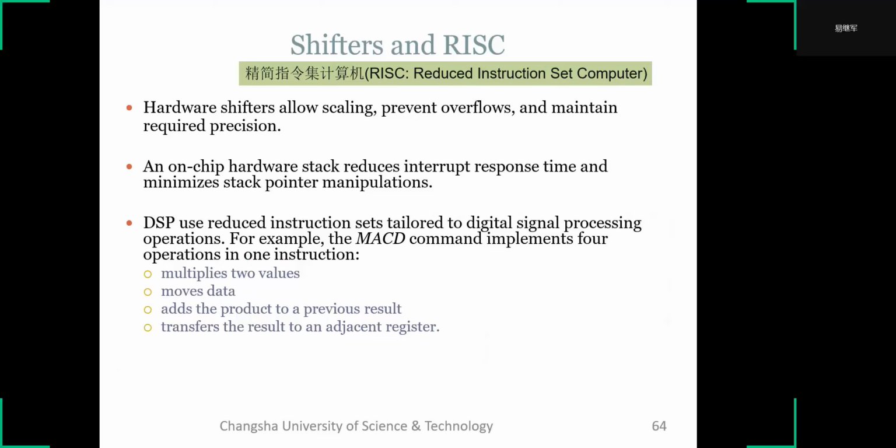Shifter and RISC. Hardware shifters for scaling, prevention of overflow and to maintain required precision, and an on-chip hardware stack reduces interrupt response time and minimizes stack pointer manipulation.